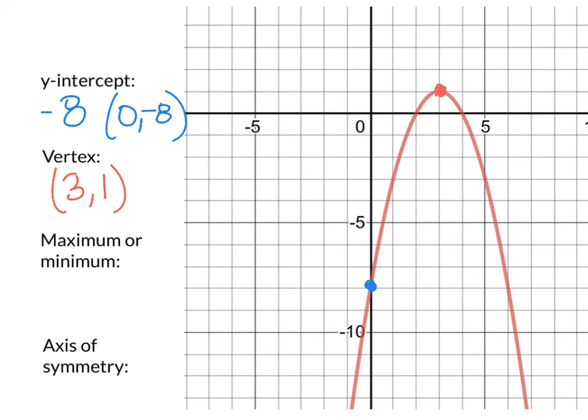Now if I look at that graph, I say, okay, is that a maximum value or a minimum value? This is a maximum value. It is the highest value on that graph.